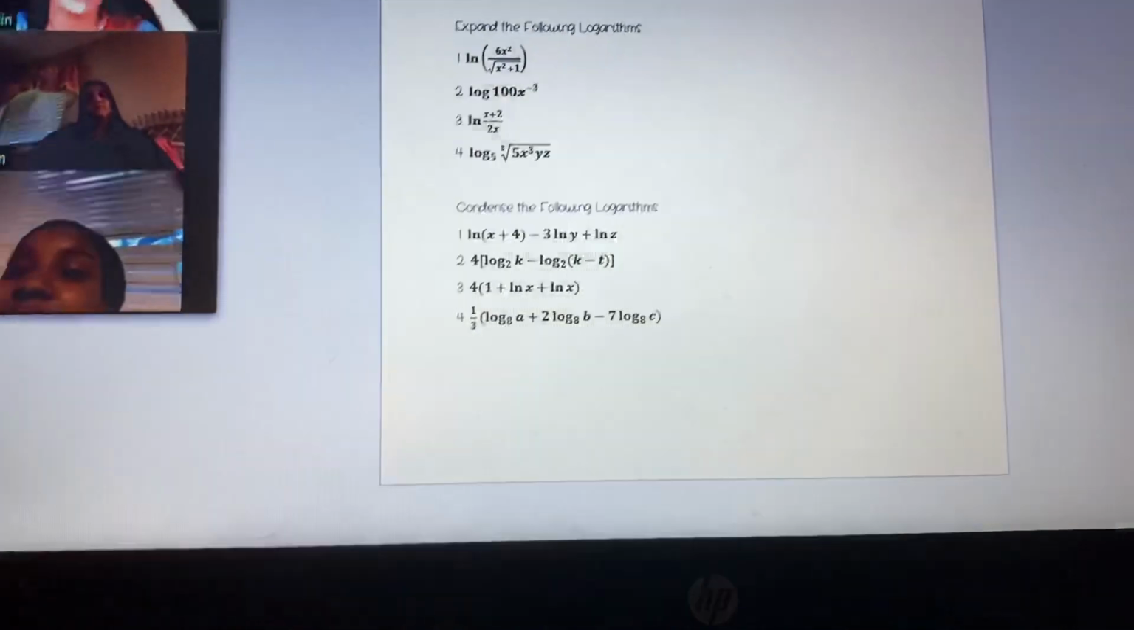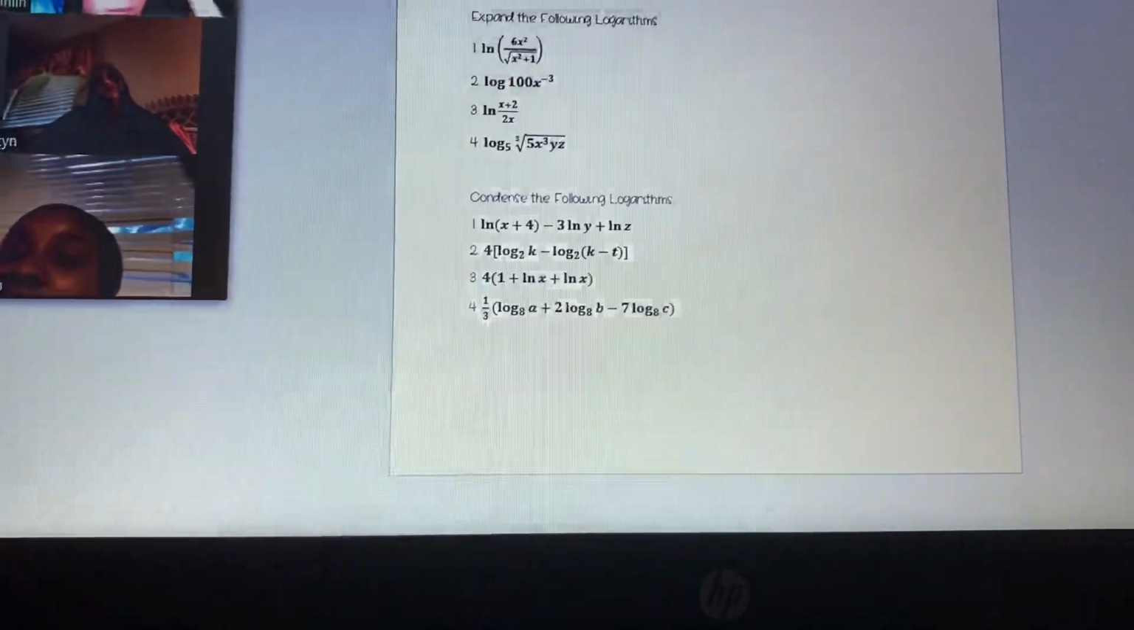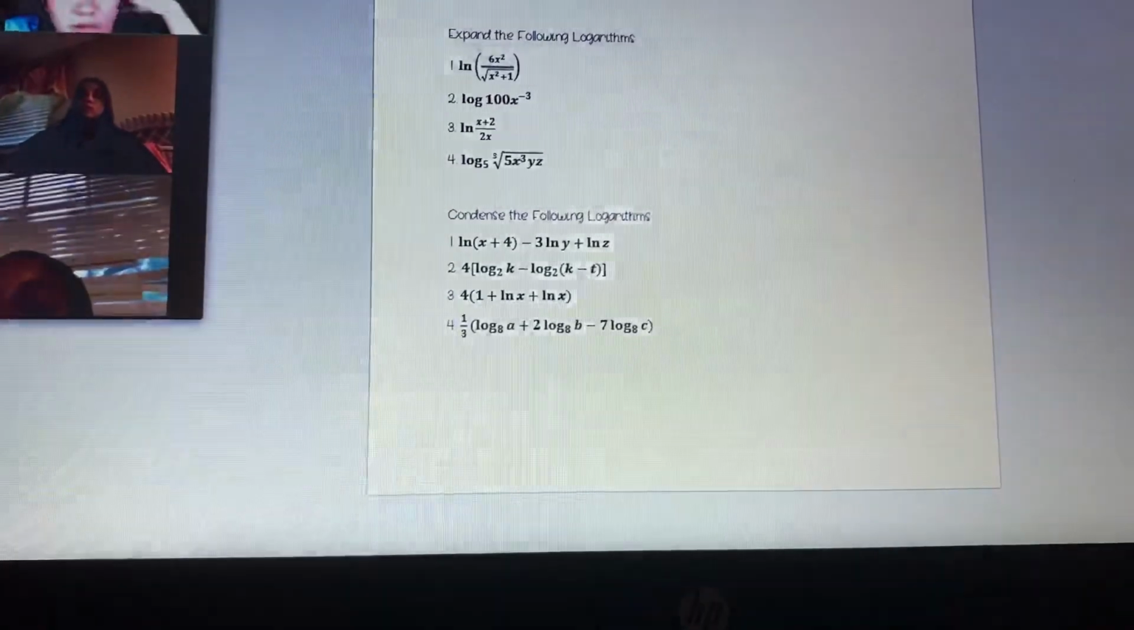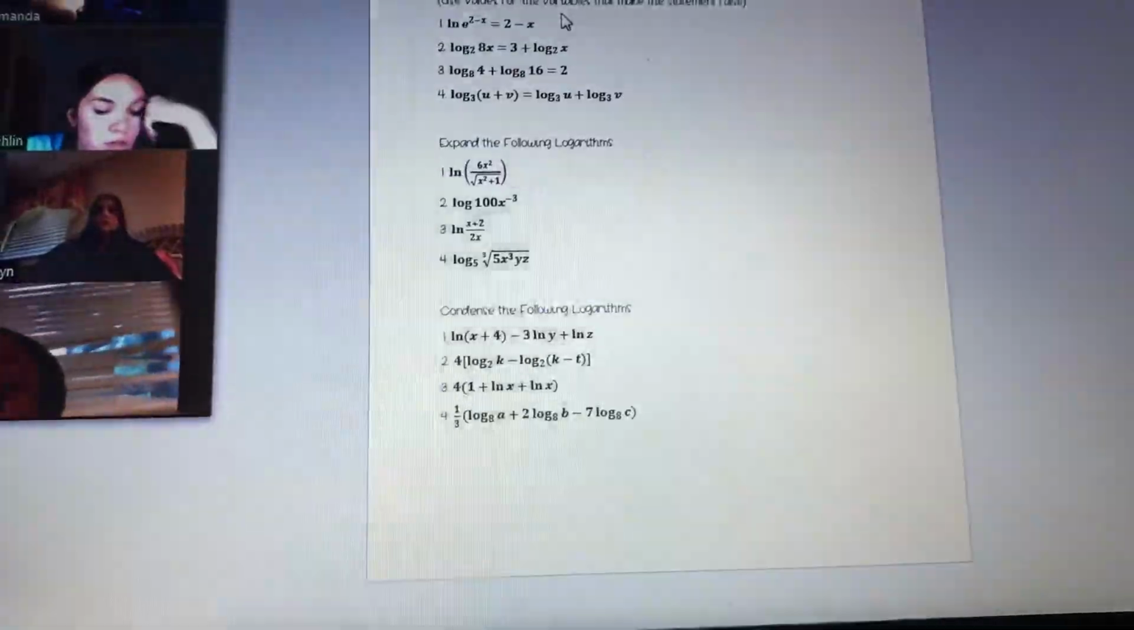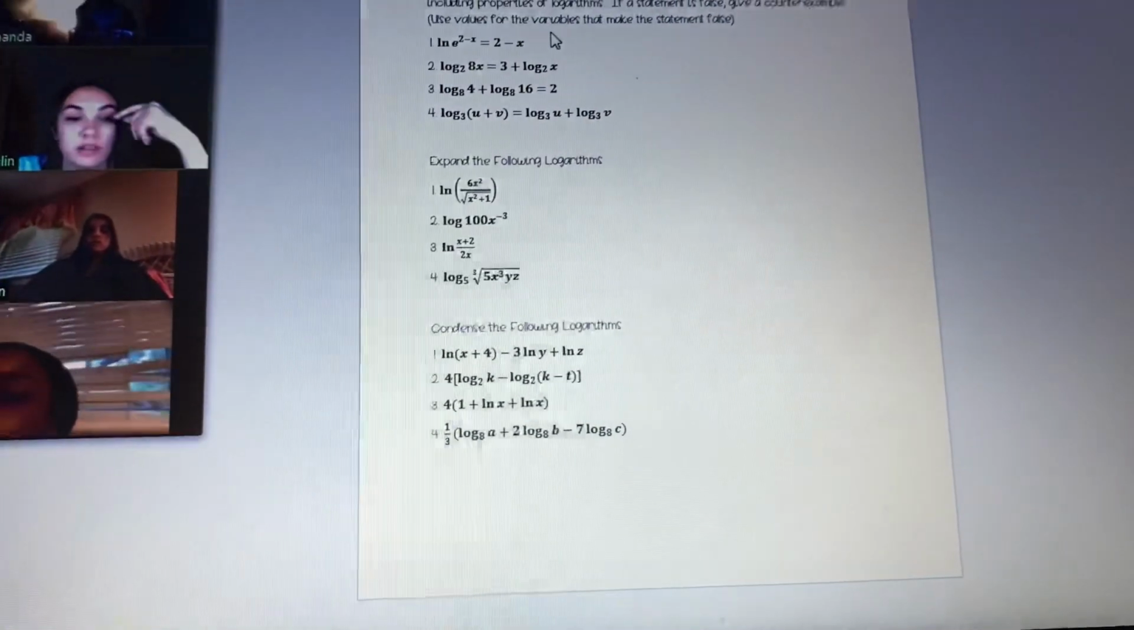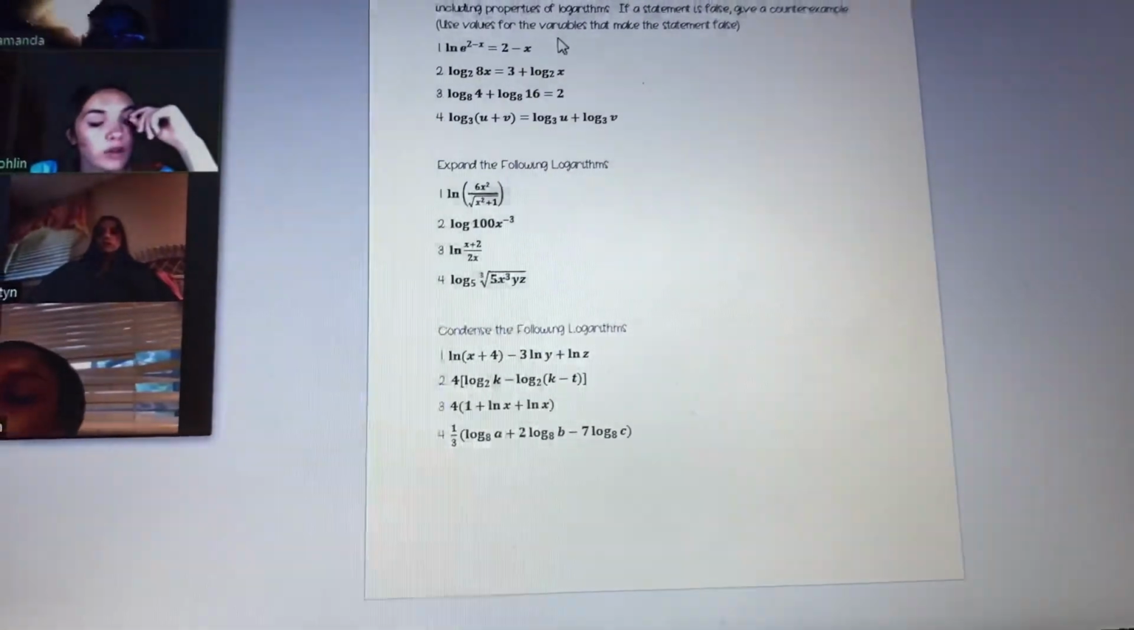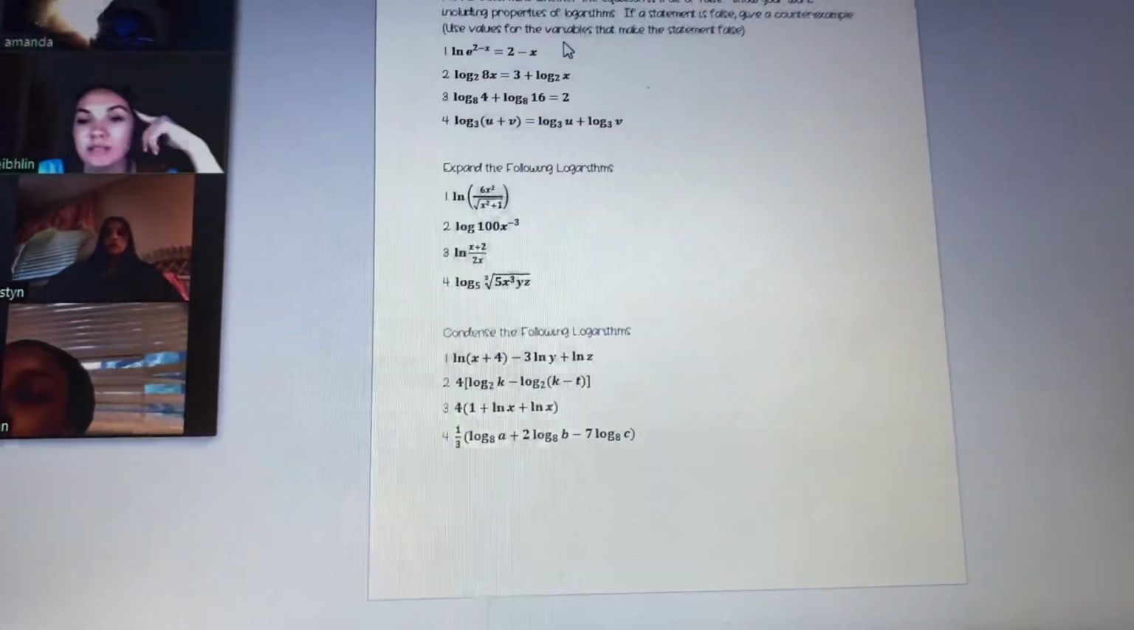Okay, so for number 2, you're just distributing the 4, so it would be 4 log base 2 of k minus 4 log base 2 of k minus.